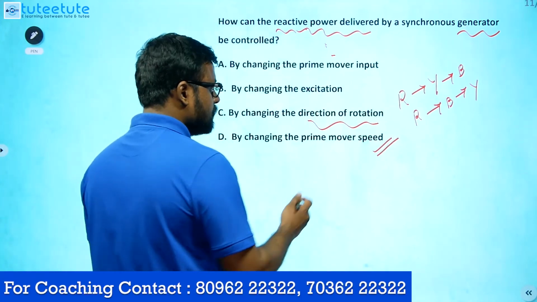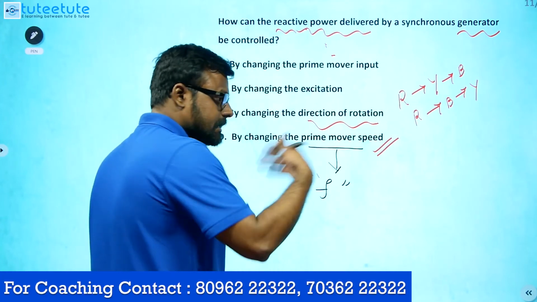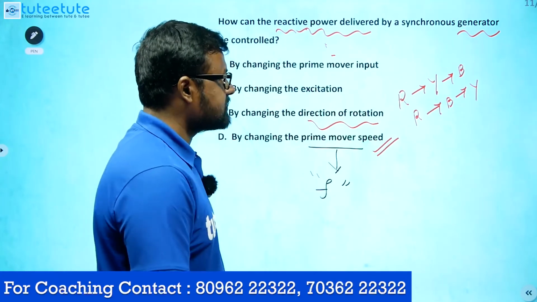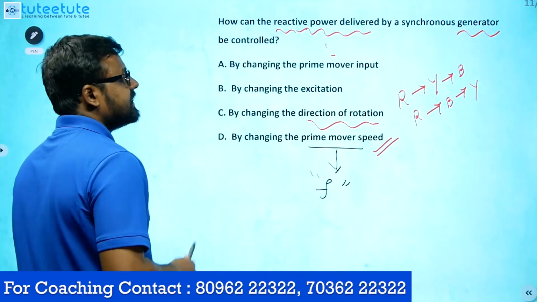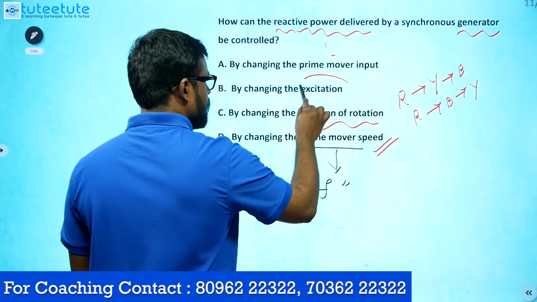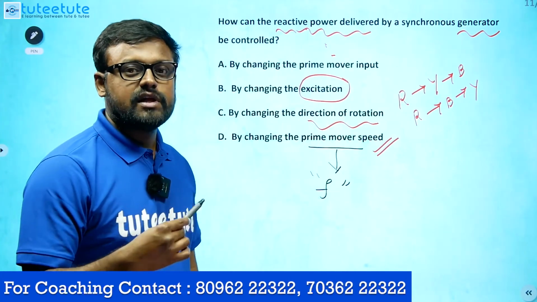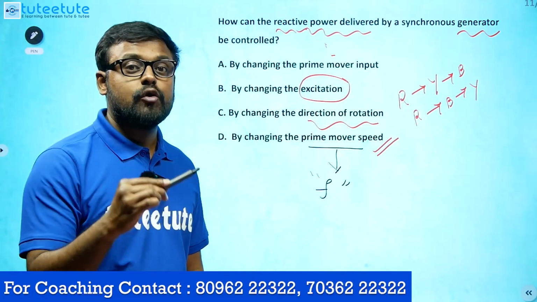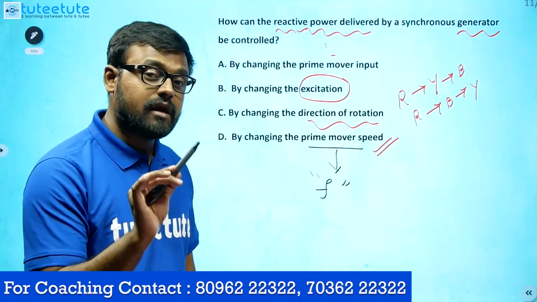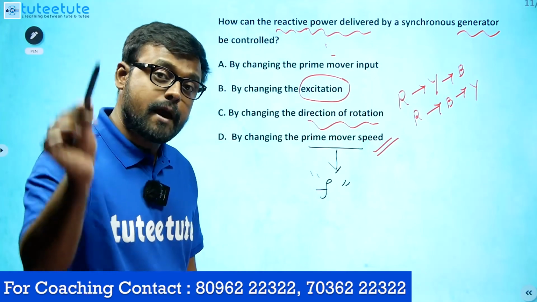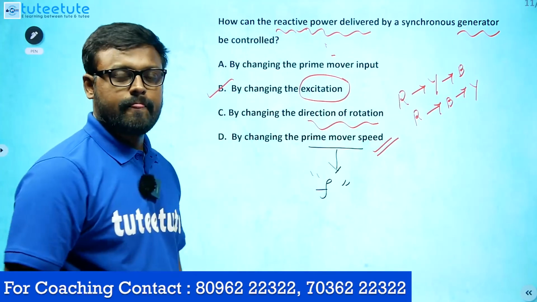By changing the prime mover speed, you can only change the frequency of the voltages the generator is generating. By changing the excitation, students, we are able to change the reactive power. Therefore, we can control the power factor of the generator or the motor. Therefore, we can control the power factor of the synchronous machine by changing the excitation.